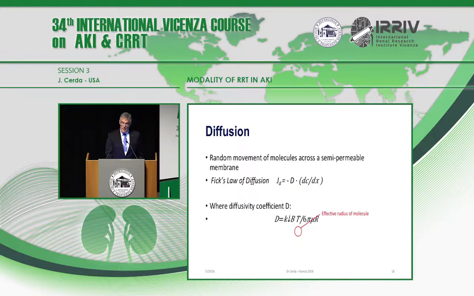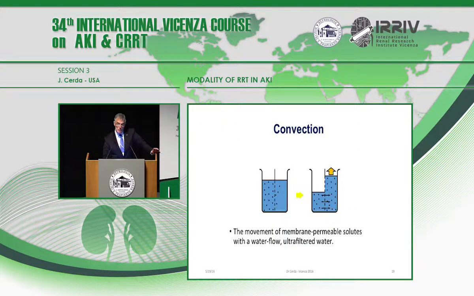So in diffusion, the main issue is that we use the random passage of the solute across the membrane, and that is determined by Fick's law of diffusion, in which the key issue is the diffusivity coefficient. The only point to make at this point is that when one makes that calculation, one needs to emphasize that the effective radius of the molecule is the defining issue on the magnitude of diffusion, and therefore the larger the molecule, the lesser the diffusion. So in diffusion, the size of the molecule is an extremely important component.